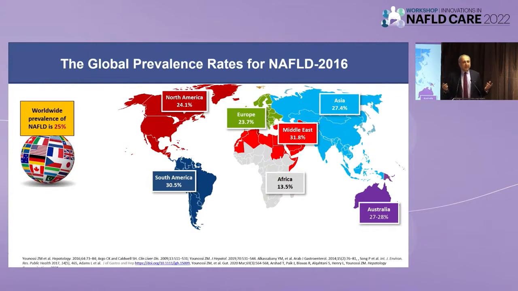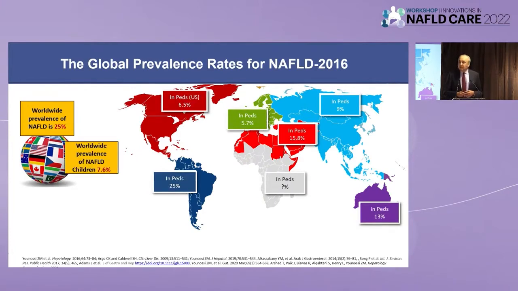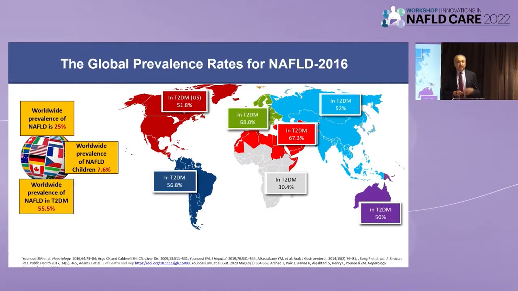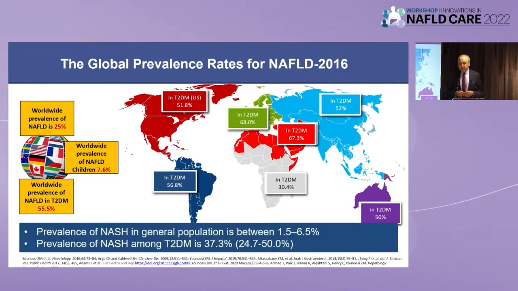This is a paper we published in 2016 that suggested the global prevalence of NAFLD is about 25%. The highest prevalence was actually in the MENA, Middle East region of the world, and at the time, the lowest prevalence was supposed to be in Africa. When you look at the prevalence of NAFLD in children, at the time, that prevalence was about 7 to 8%. Again, very high prevalence in South America. And as you will see from Ken Cusi's talk, the prevalence in type 2 diabetics is about 55.5%.